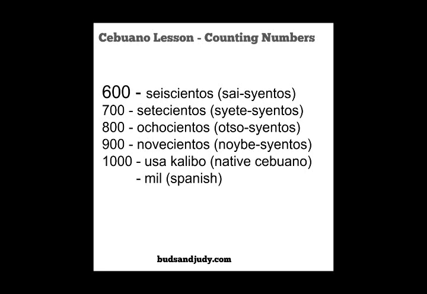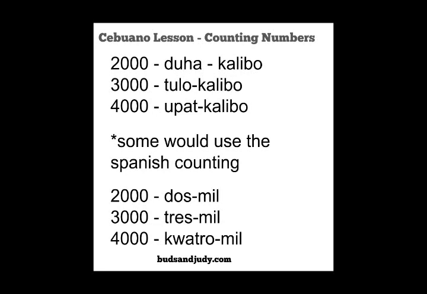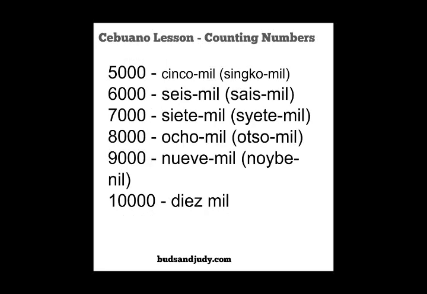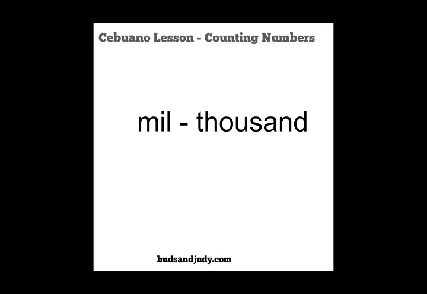Then for the 1000, we say usa ka libo. Okay, and then duha ka libo, tulo ka libo, or some would say 2,000, 3,000, 4,000, 5,000, 6,000, 7,000, 8,000, 9,000, 10,000. So the mil is the 1,000. Sorry.